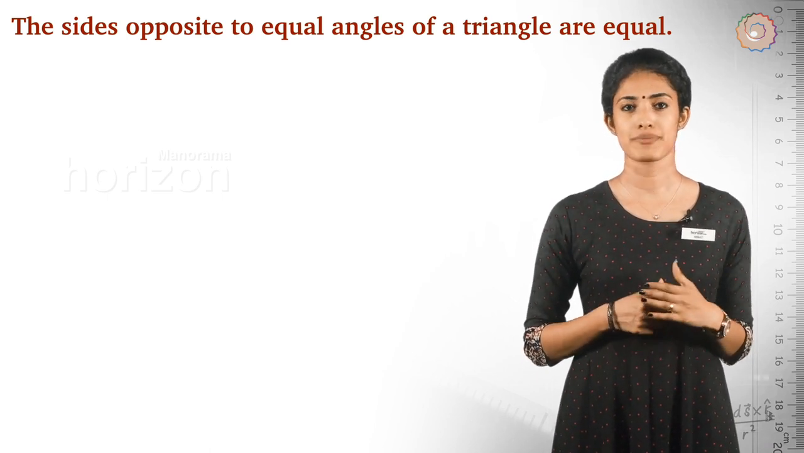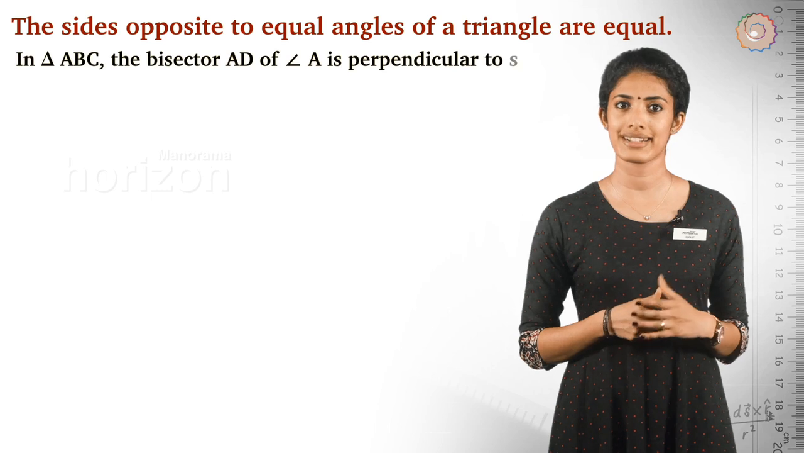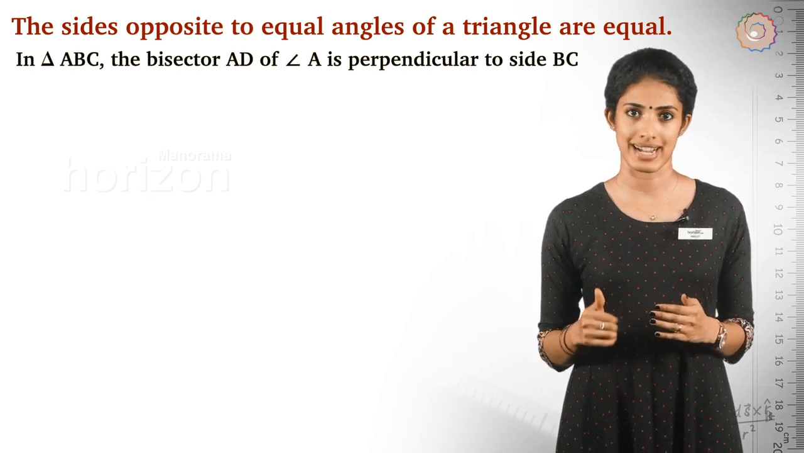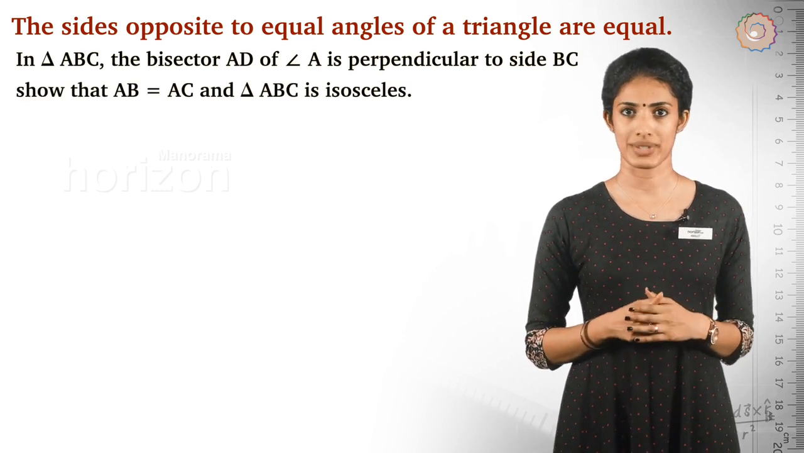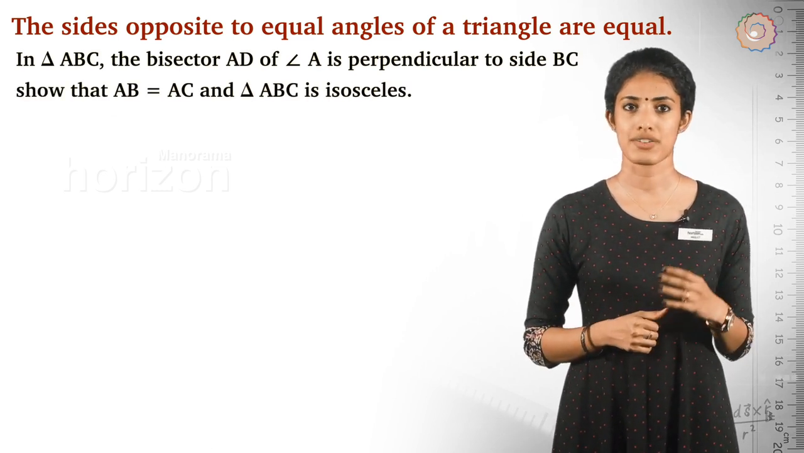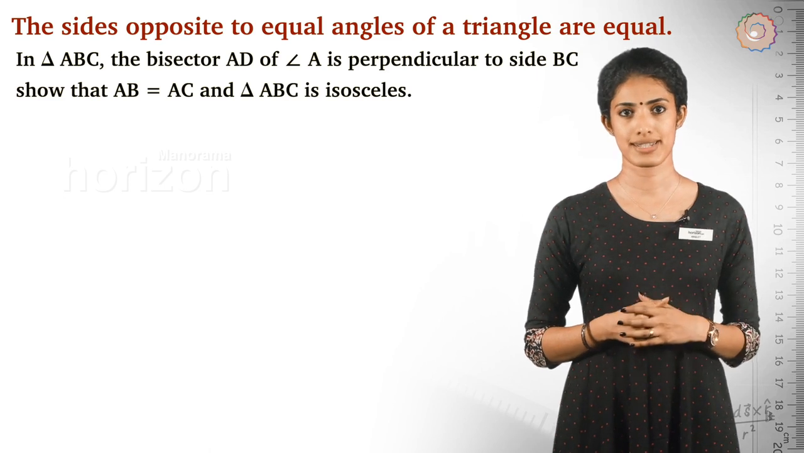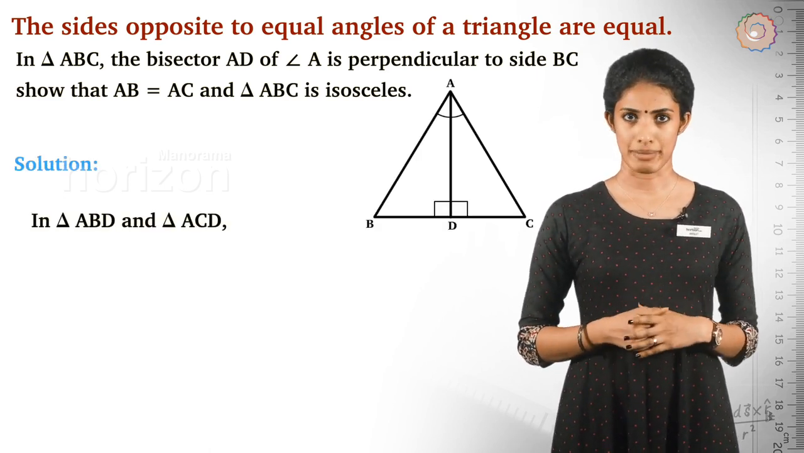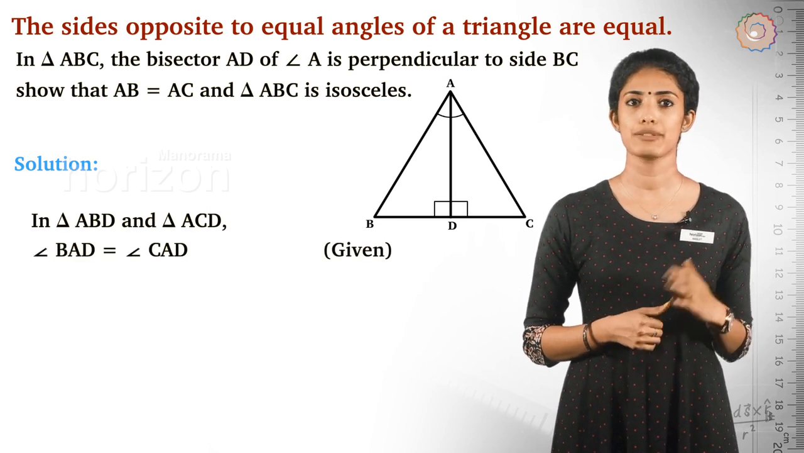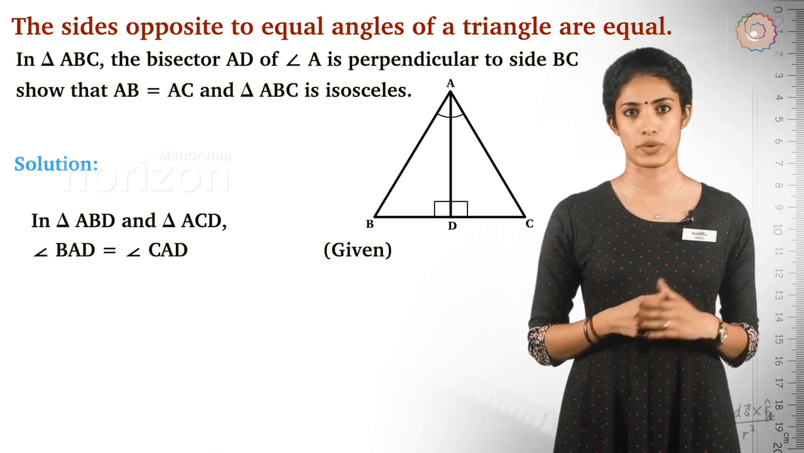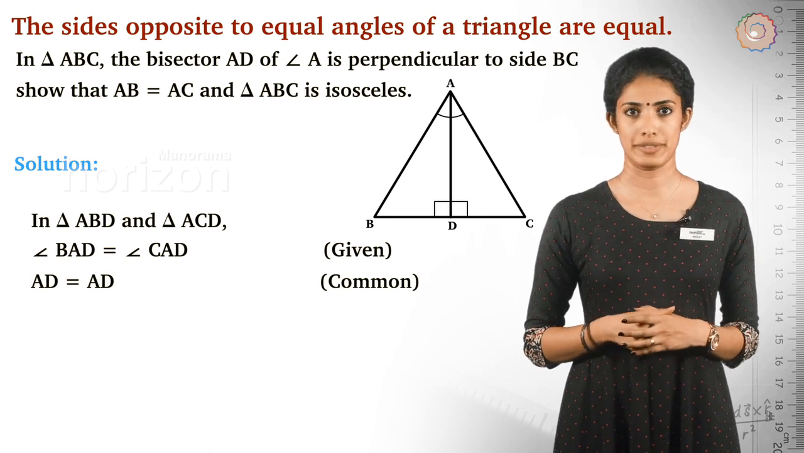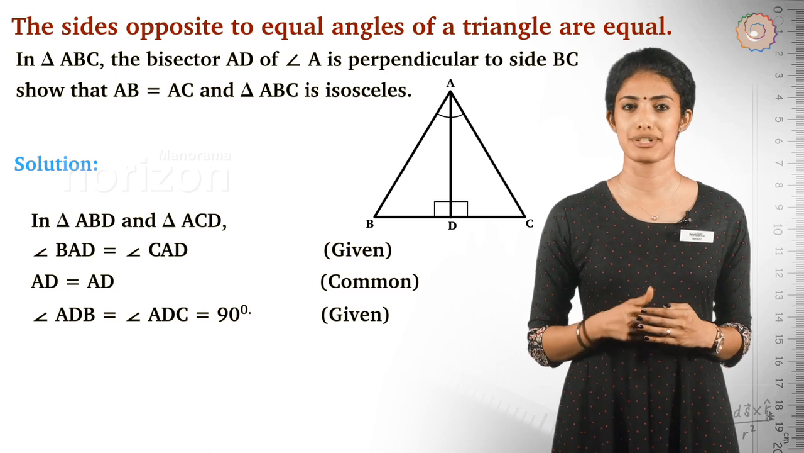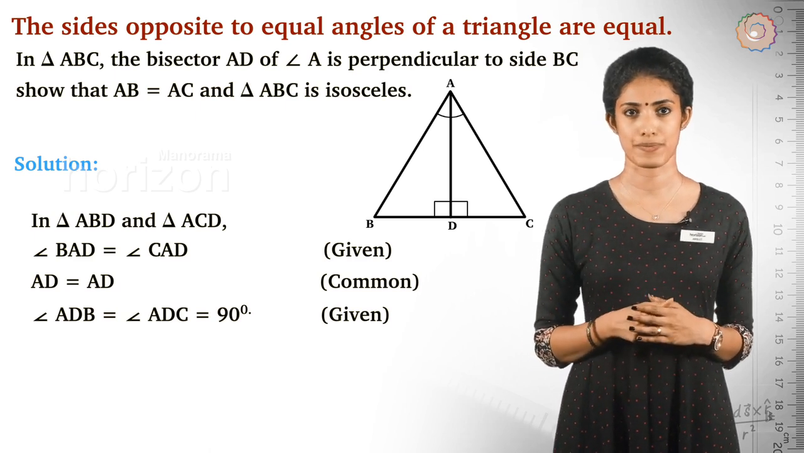Now, let us see how we can prove the same. In triangle ABC, the bisector AD of angle A is perpendicular to the side BC. We have to show that AB is equal to AC and triangle ABC is isosceles. The solution for the same is as follows. In triangle ABD and triangle ACD, angle BAD is equal to angle CAD, which is given. Here, AD is common. Therefore, angle ADB is equal to angle ADC, which is equal to 90 degrees, as given in the question.